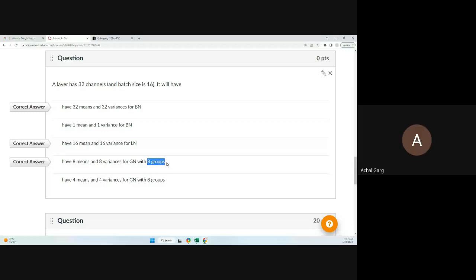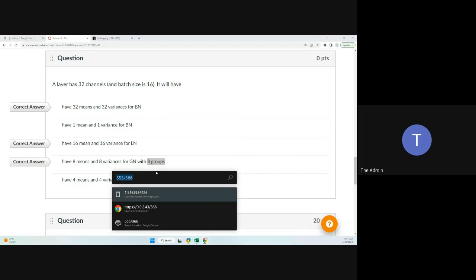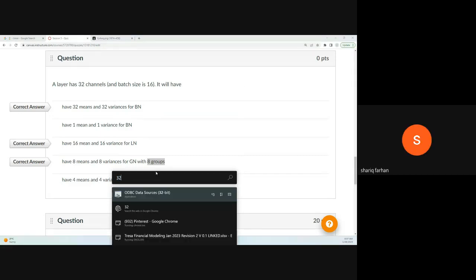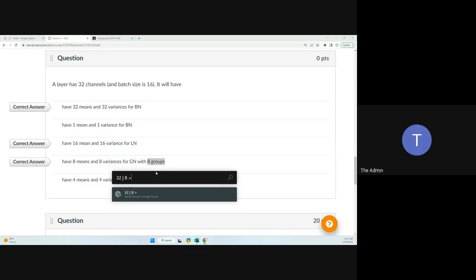16 is the batch size and 8 groups. 16 into 8 wouldn't be the means and variances? No, because 32 channels are there, so 4 groups, 16 into 4. One second, it is mentioned as 8 groups. Hold on, one second. How many channels are there? 32. Okay, how many groups are there? 8. This means how many channels are there in each group? 4. If this was 64, this would be 8, right?